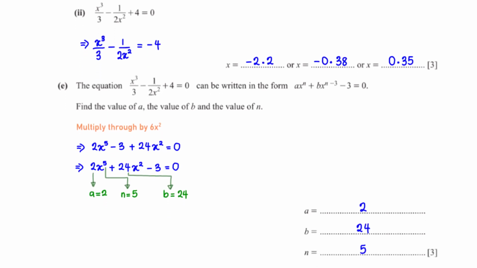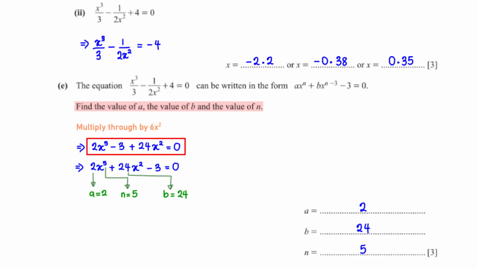The equation x cubed over 3 minus 1 over 2x squared plus 4 equals 0 can be written in the form ax to the power n plus bx to the power n minus 3 equals 0. Find the value of a, the value of b, and the value of n. To write the equation in the given form, we first need to clear the denominators by multiplying through the equation by 6x squared.